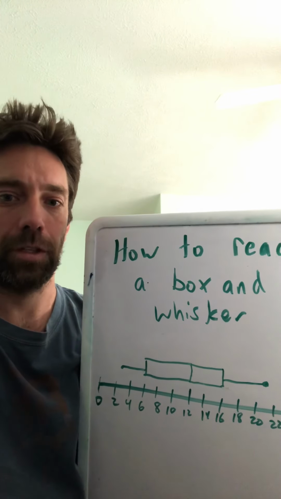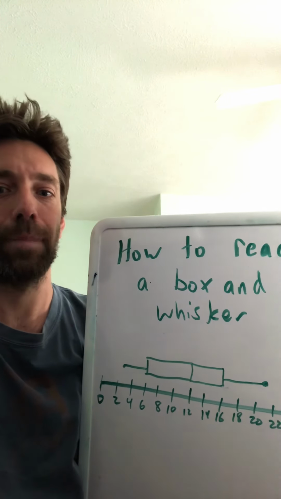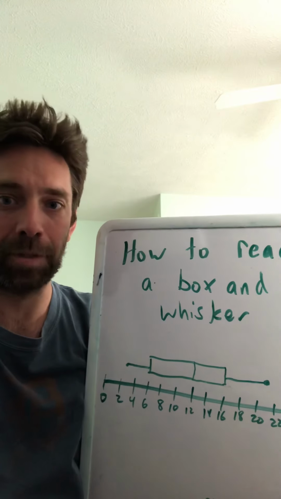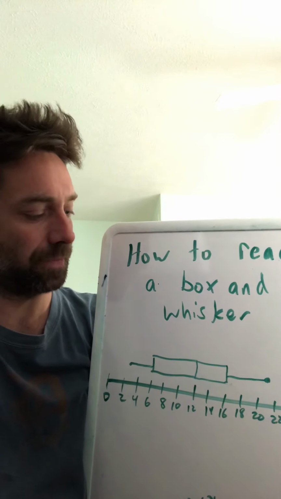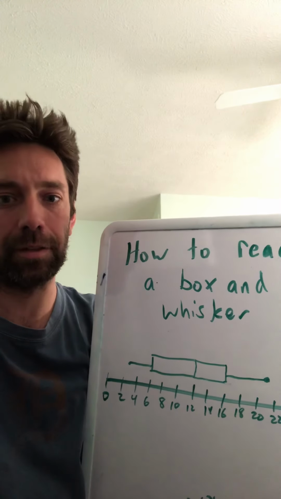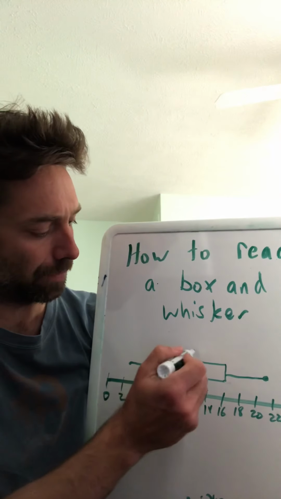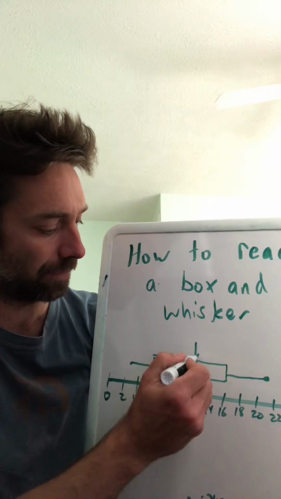Hey everyone, I'm going to quickly show you today how to read a box and whisker plot. A box and whisker plot is just a type of graph, all right? And so there are some features of the box and whisker plot that we can look at real quick. And the main features are these lines right here, okay?